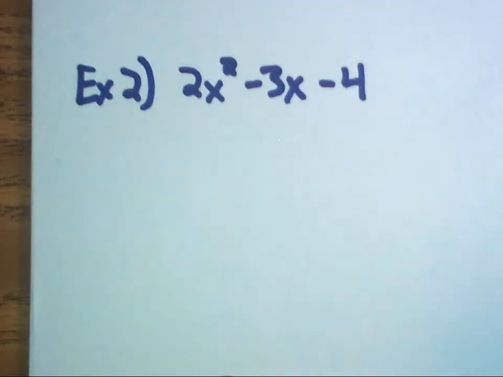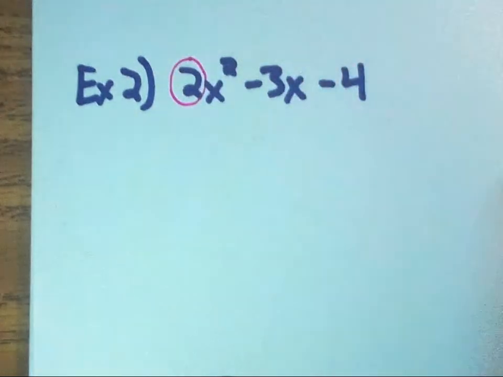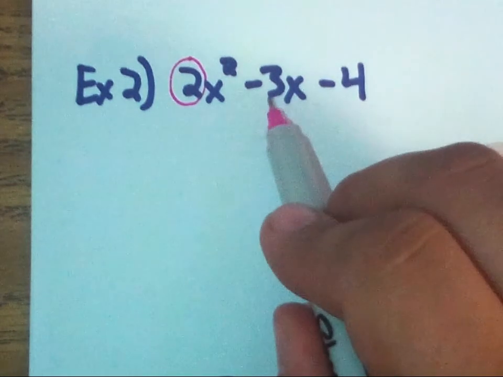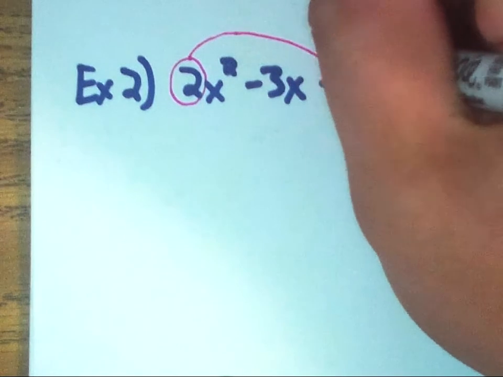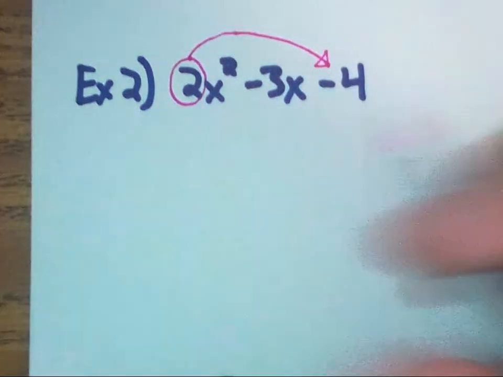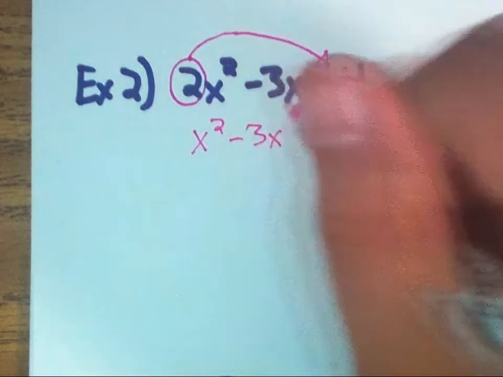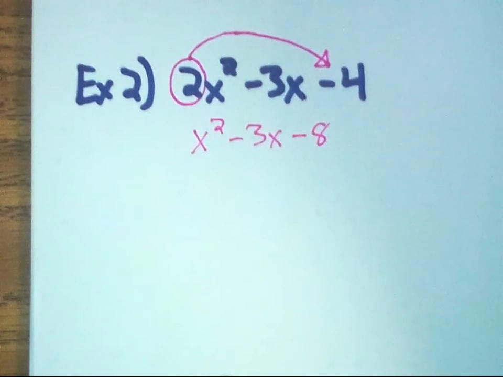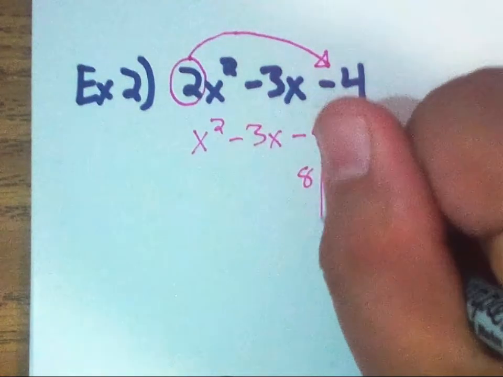So again, I'm going to take this leading 2 over here because I don't want a 2, I want a 1. I can't take a 2 out of anything else. I can divide 4 by 2, but 3 is prime. Doesn't really work with 2. So I'm going to take this and hide it over in the last number. So we're going to get x squared minus 3x, and this will become minus 8. Ooh, big number. So let's go ahead and see what happens.